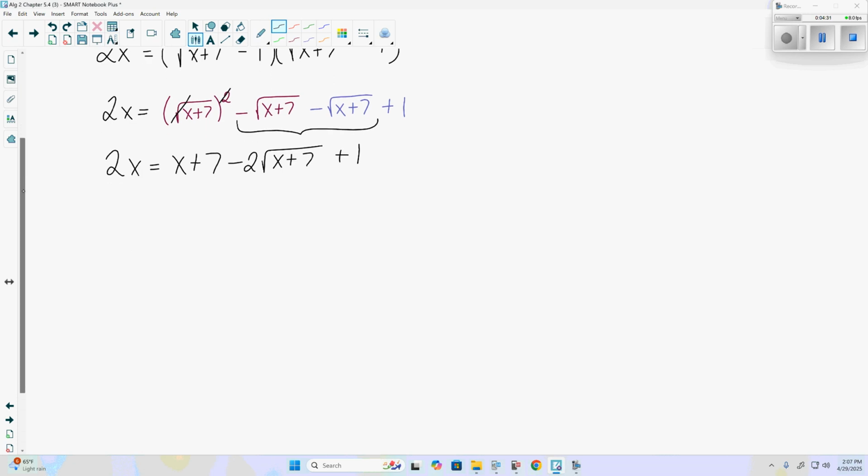Now, before we move on to the next step, we need to finish combining like terms. Because that 1 at the end and that 7 are like terms, telling us that we have x plus 8 minus 2 square roots of x plus 7. Questions on this here? So for the most part, from what we did yesterday, there's not a whole lot different. We're just having to multiply radicals this time. Okay. Questions on this so far?